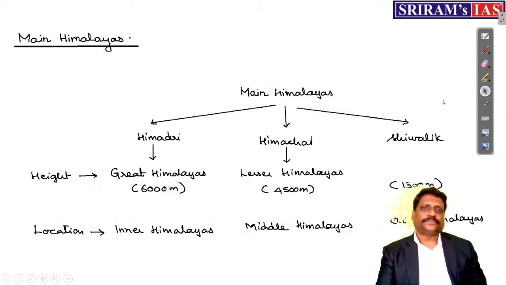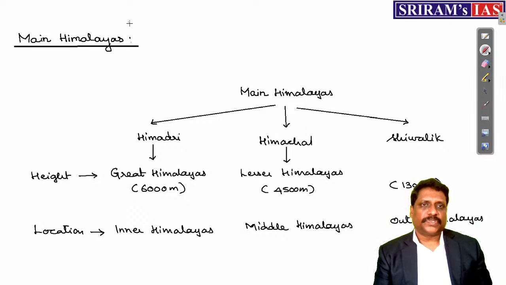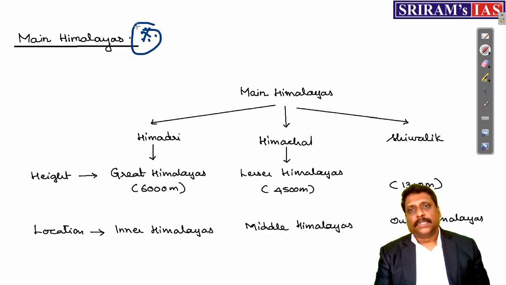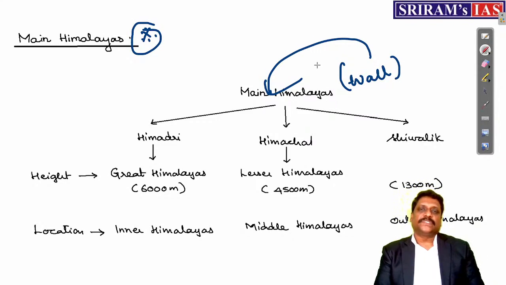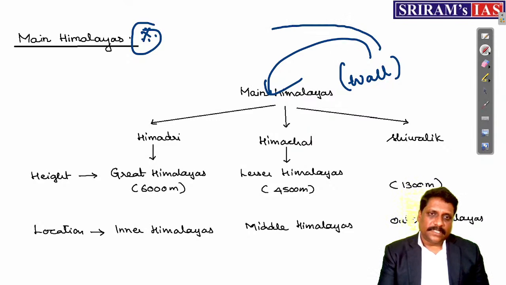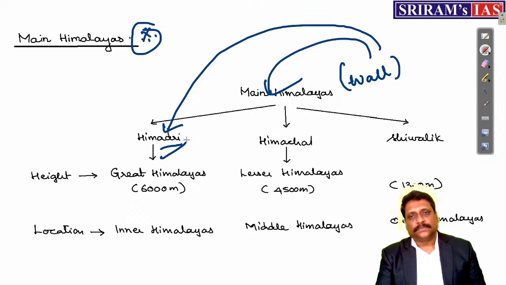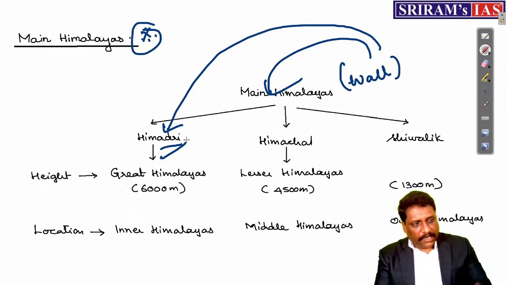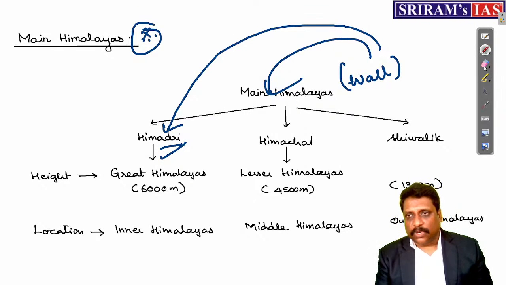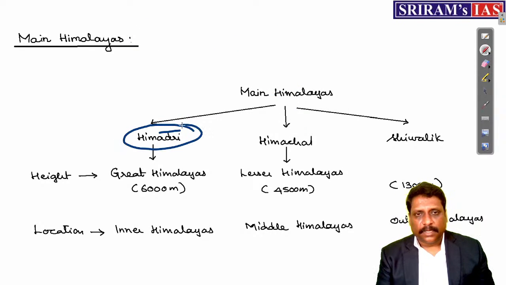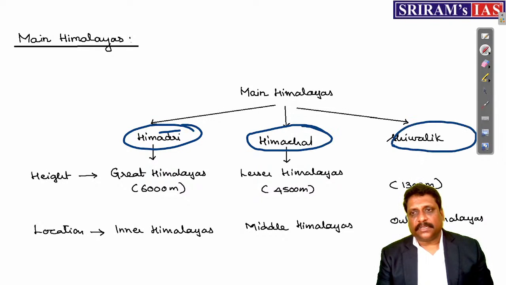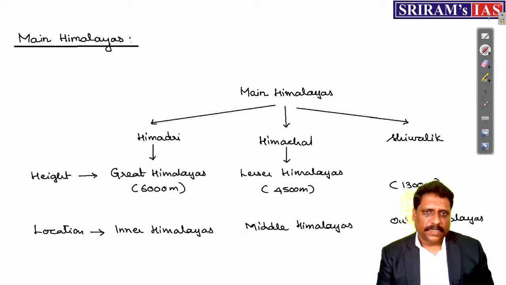Now, moving to the main Himalayas. Very important. When I call this mountain a wall, it is the Himalayas which is actually acting as this wall. To be very precise, it is the Himadri which is acting as that wall. So the main Himalayas are three parallel ranges put together. You call them what? Main Himalayas. What are they? Himadri, Himachal, and Shivalik. Himadri, Himachal, and Shivalik are considered the main Himalayas as such.